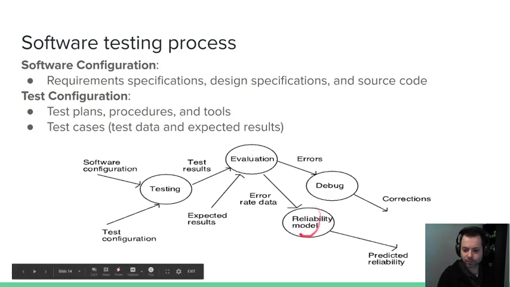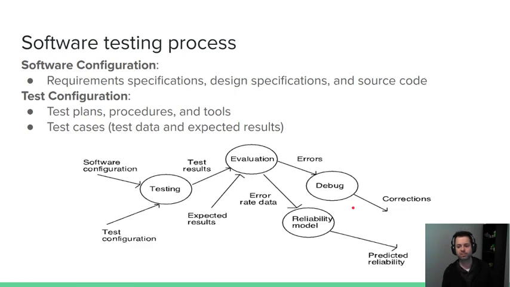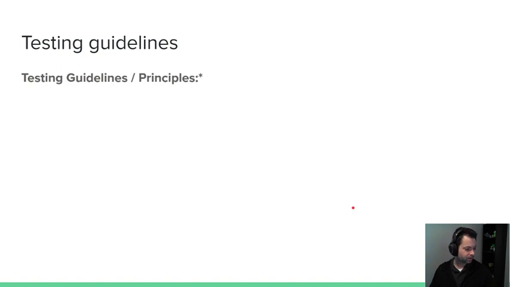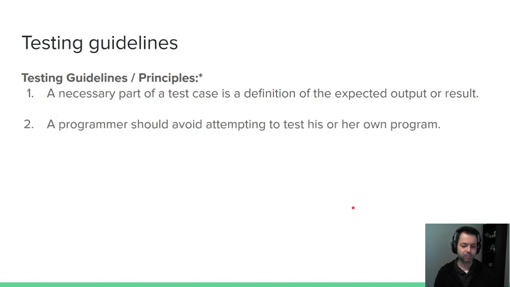You also might have something called a reliability model, and this isn't really something we're going to be getting into too much in this class, but basically you can predict how reliable your software is based on the results of testing that you're seeing, based on typical inputs and outputs. You can build up a model of your software, and then you can maybe guarantee a 99% uptime or something of that matter.